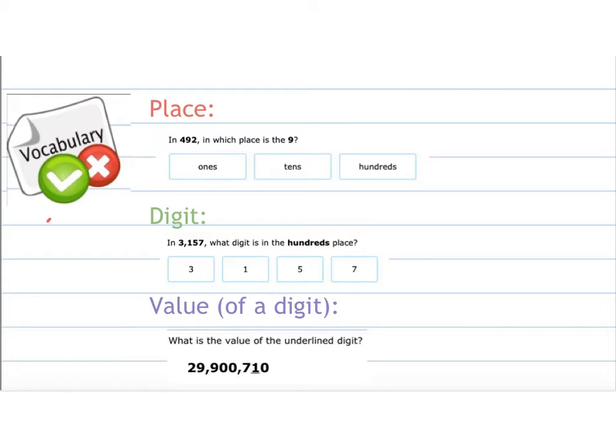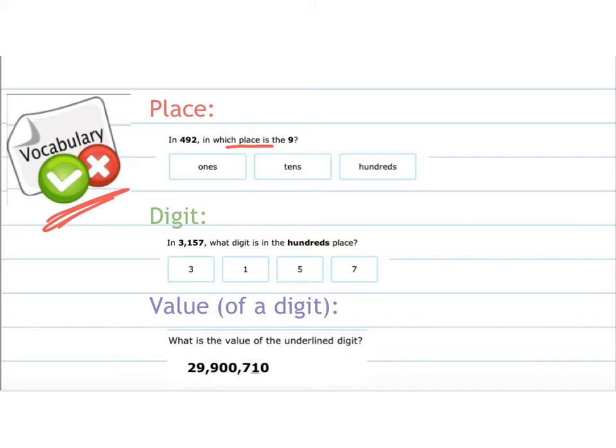Vocabulary. Make sure this is something that you write down. I'm going to give 3 different examples of what we might be looking for when we're talking place value today. So, place. In a question like, in 492, in which place is the 9? So place, what we're going to do here is you're going to use your chart to determine the place of any given digit in your number.